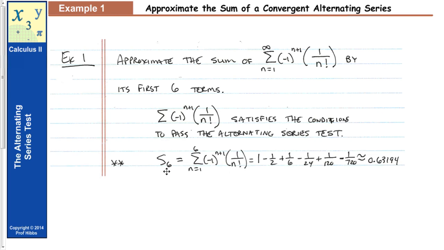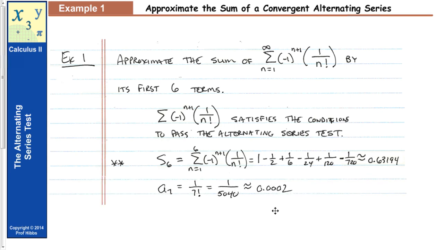Now, S sub 6, that's the idea of approximating the sum with the first 6 terms. So we go from n equal 1 to 6, and I've just listed those terms: 1 when n is 1, minus 1/2 when n is 2, plus 1/6 when n is 3, and so on. There's n equal 1, 2, 3, 4, 5, 6. And when we add and subtract appropriately, that comes up to be about 0.63194. I used my calculator for that. It wasn't difficult.